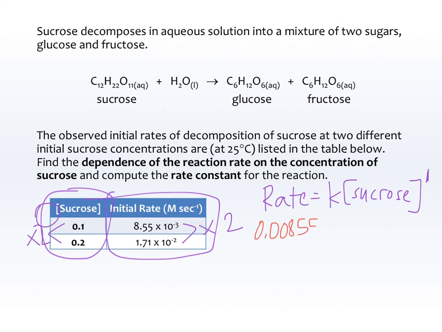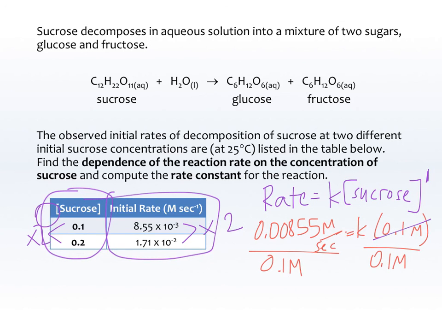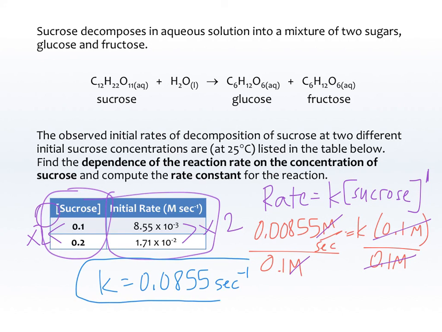0.00855 is the rate, molarity per seconds. K times 0.1 molarity to the first. Divide both sides by 0.1 molarity. And we cancel this here, we cancel that there, we cancel a molarity there, and we end up with K is equal to 0.0855 seconds negative 1. If that unit reminds you too much of pre-cal, you can abbreviate seconds with a plain S instead of an SEC, if you'd like.